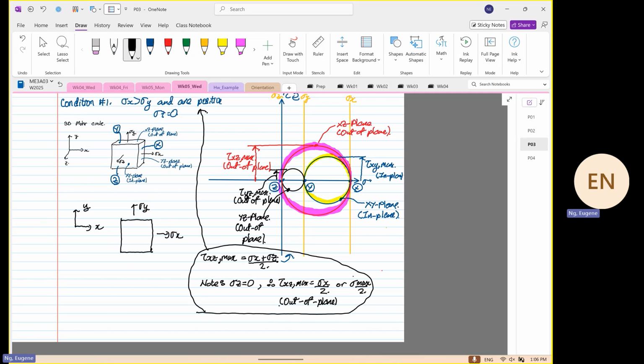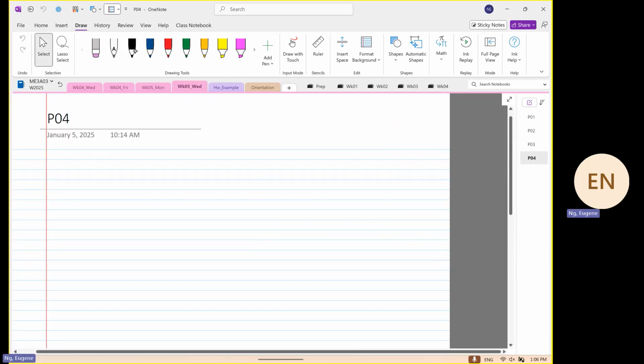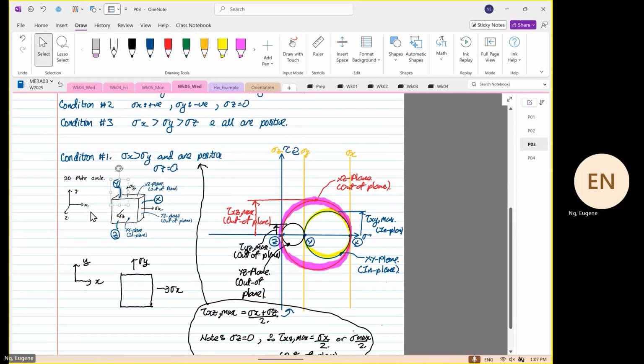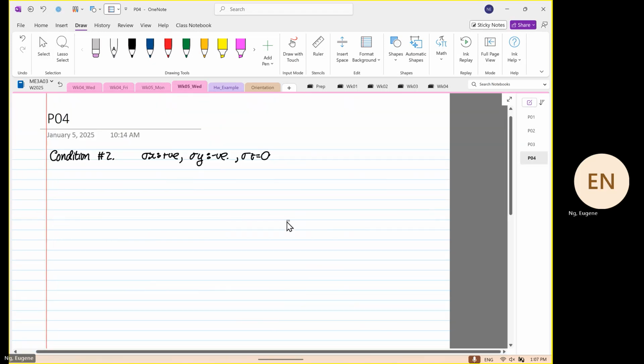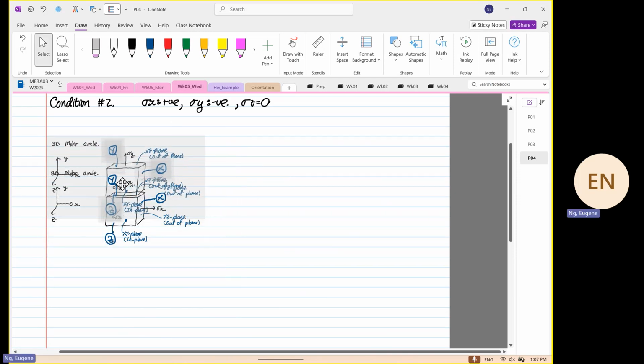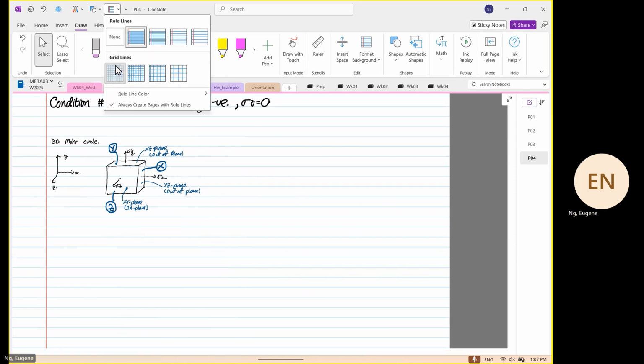Now I'm going to introduce you to another situation. The next situation that we are going to look at is condition number 2. Condition number 2 specifies where stress X is positive, stress Y is negative, and stress Z is equal to 0. So now I'm going to bring the element across again, and we are going to construct the Mohr circle again for condition number 2. So condition number 2 is slightly different now.